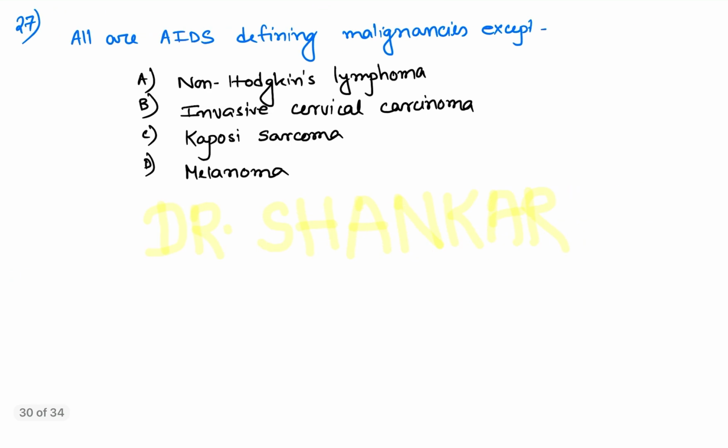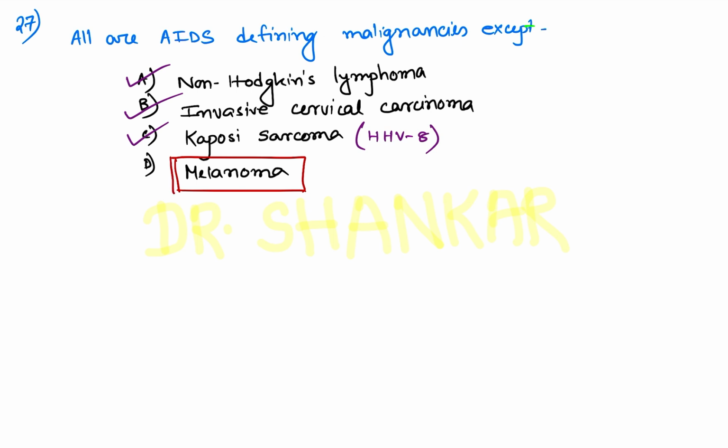Next, coming to question number 27, all are the AIDS defining malignancy except. So this is a very typical question. As you can see, the first one is non-Hodgkin lymphoma. Yes, non-Hodgkin lymphoma is one of the AIDS defining malignancies. Invasive cervical carcinoma is also an AIDS defining malignancy. Also Kaposi sarcoma, related with HHV-8, human herpes virus 8, is an AIDS defining malignancy. But melanoma is not an AIDS defining malignancy.